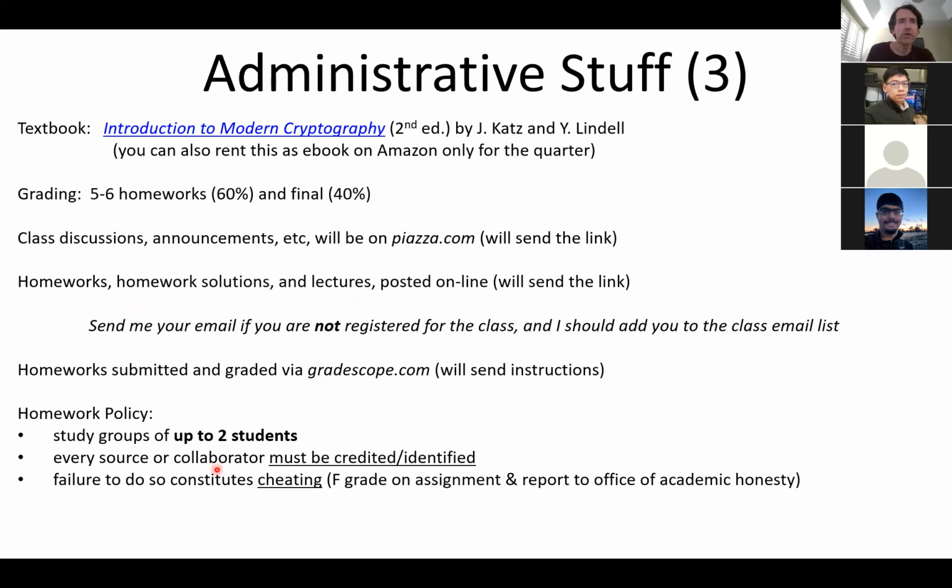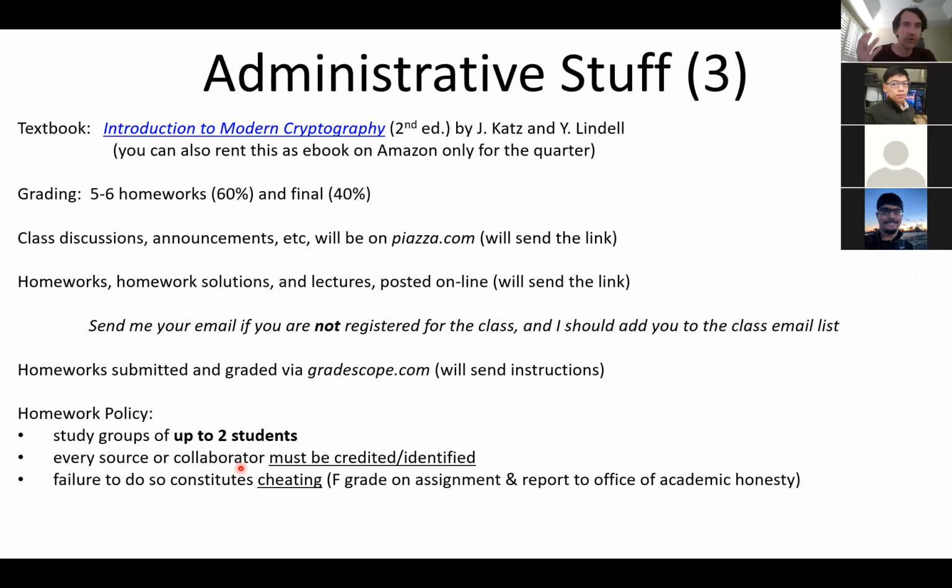And I want, for fairness, you can have study groups and you can find partners on Piazza, for example, right? Because we are all remote. So I will encourage people to find study partners. But if you work with someone, you must credit them as your collaborator. If we see that your solution is the same as somebody else's and there is no credit, well, that's cheating. And also, if you copied the solution from some place, you have to credit it.